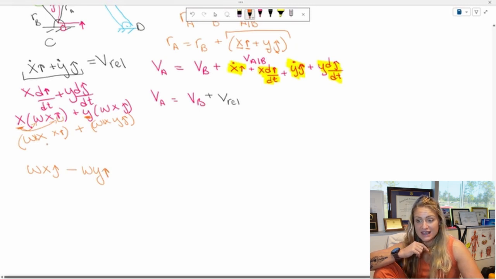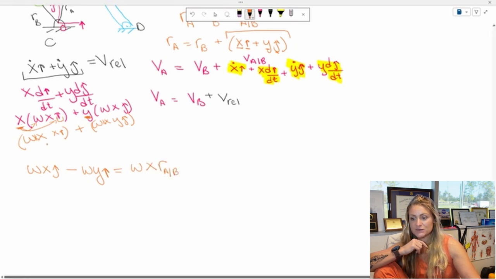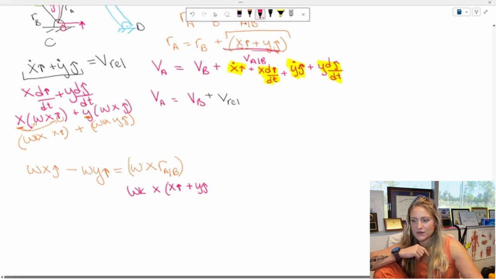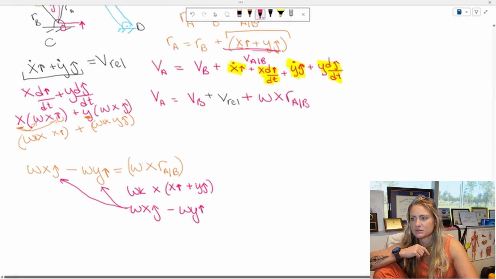Well, this is the same as omega cross r a with respect to b. Don't believe me? You should. No, we can redo it. Let's work it out. We have omega k cross some distance in the i plus some distance in the j, because that's how we defined it up here, right? So if you work that out, you have omega k cross xi, which gives you omega x j. And then you have omega k cross yj, which gives you negative i. Guess what? It's the same thing. Told you so. So I can add omega cross ra with respect to b.